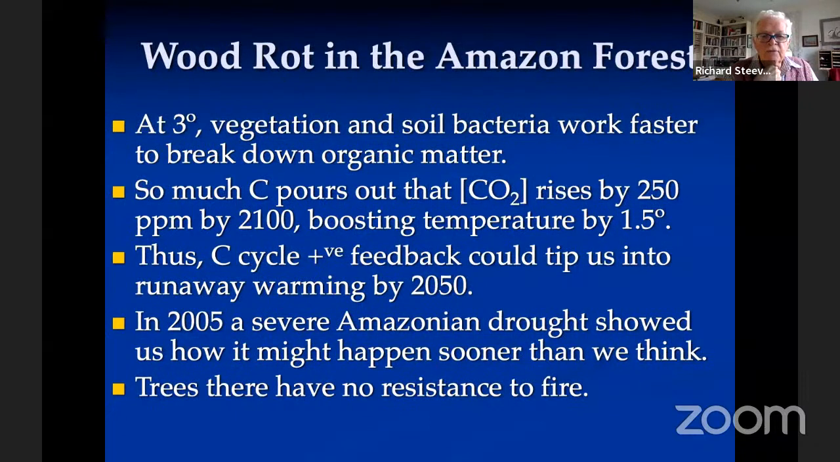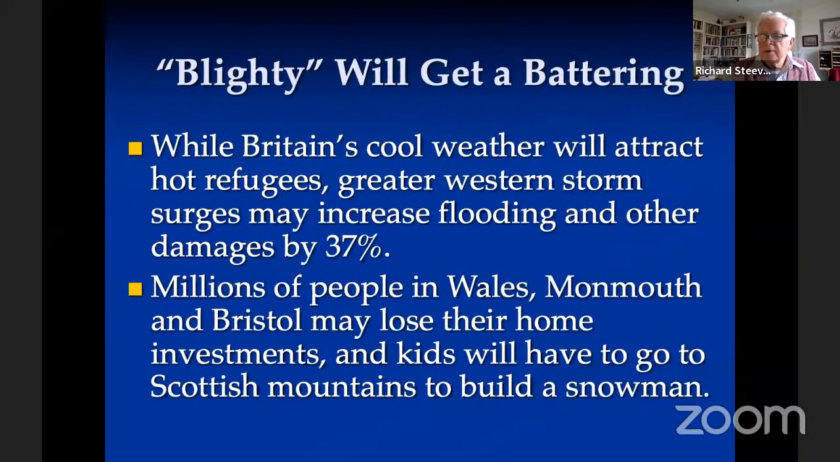In 2005, a severe Amazonian drought showed us how it might happen sooner than we think. The trees there have no resistance to fire. Now he uses the term Blighty. I wasn't familiar with this, but it's a British term, how they describe their own country. And he says, Blighty will get a battering.